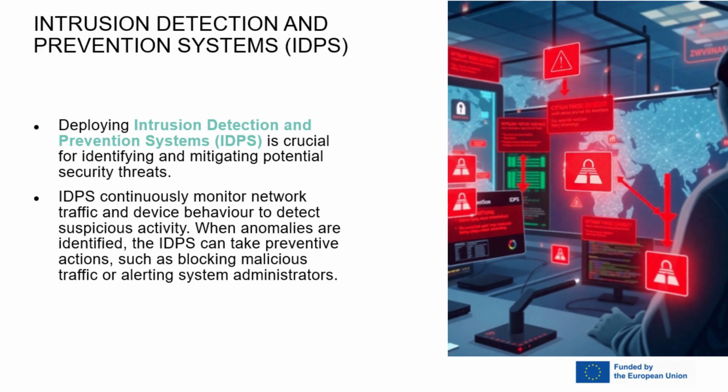Implementing intrusion detection and prevention systems. Deploying intrusion detection and prevention systems, IDPS, helps in detecting and mitigating potential security threats. IDPS continuously monitor network traffic and device behavior to identify any suspicious activities. When an anomaly is detected, the IDPS can take preventive actions to mitigate the potential damage, such as blocking traffic from the source of the attack or alerting the system administrators.